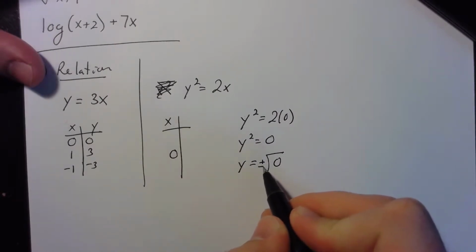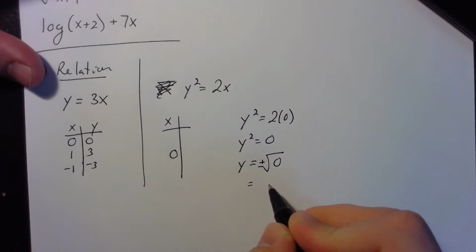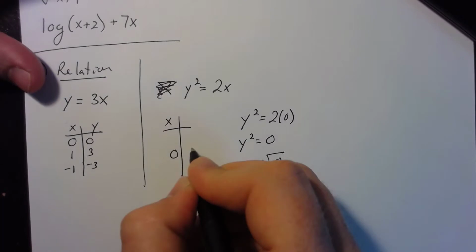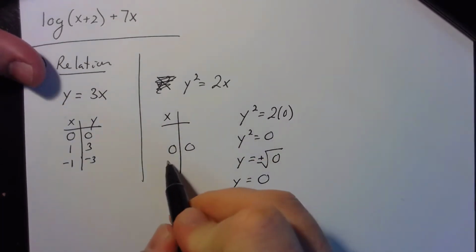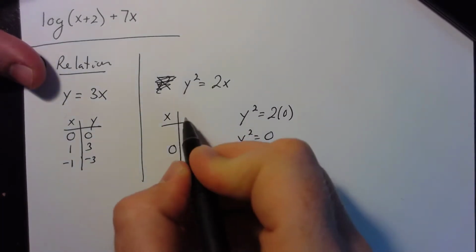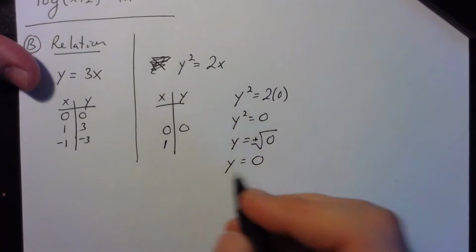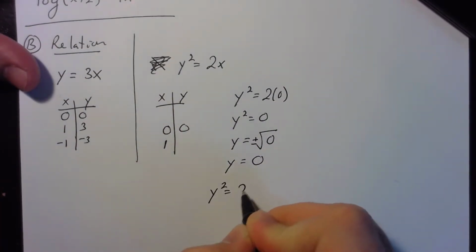But then every time I take the square root, I must put a plus or a minus. Well, the square root of 0, by definition, is 0, and plus or minus 0 doesn't really have any bounds. So y equals 0 is not an issue. Notice again, when I plug in 0, I get back a singular y value. However, when I try and plug in 1, I'm going to have y squared is equal to 2.